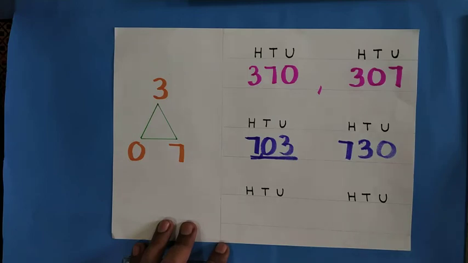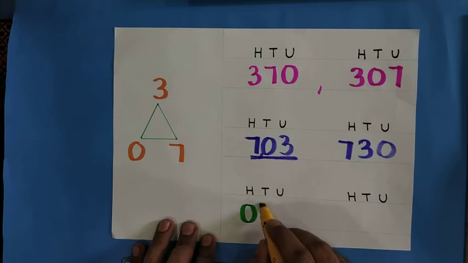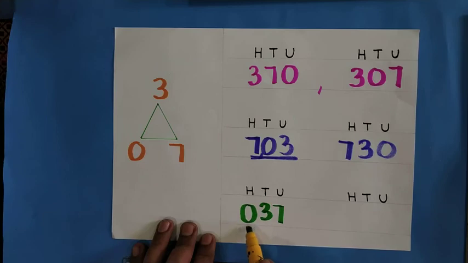Now let us see with the 0. Can we make a 3-digit number with the 0? Already we have done numbers which had 0 as one digit. Let us see one more time: 0, then 3, then 7. Now if 0 is at the 100 place, it is 37. This is a 2-digit number, 2 places only. So this we can't write as a 3-digit number.